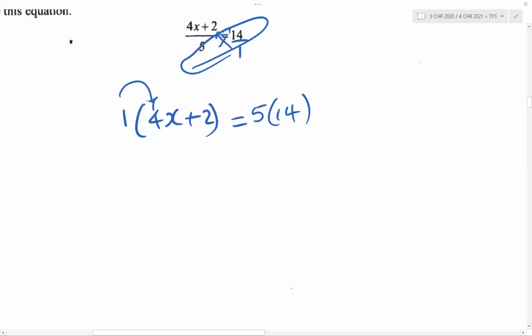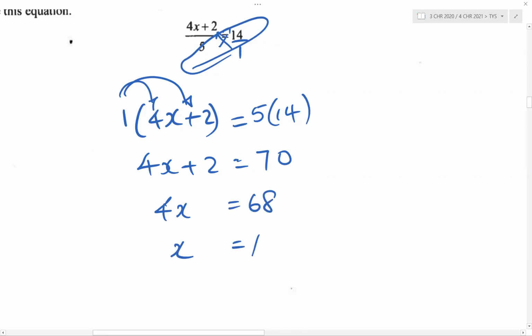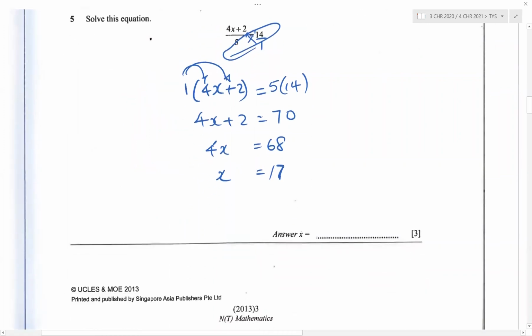Only from here, then we expand 1 times 4x, 1 times 2, we get the same, 4x plus 2 equals 70. Then you take away 2 on both sides, 4x equals 68. Divide by 4 on both sides, 68 divided by 4, 1.7, I don't know. 17. Because my calculator is still in scientific mode, it gave me standard form. Okay, so x equals 17.